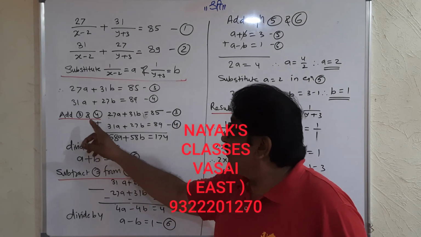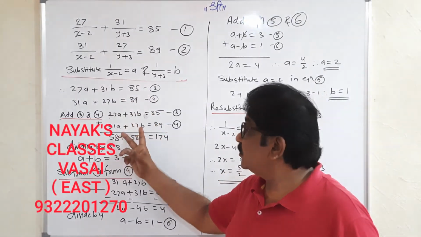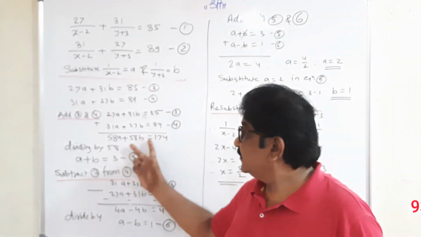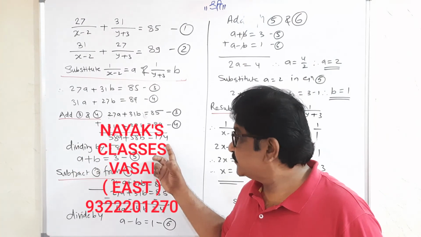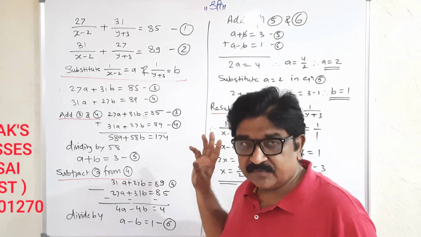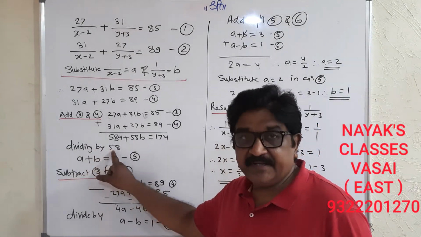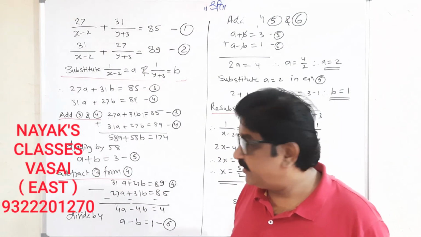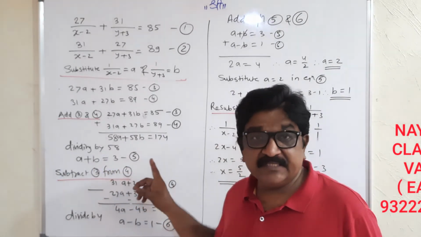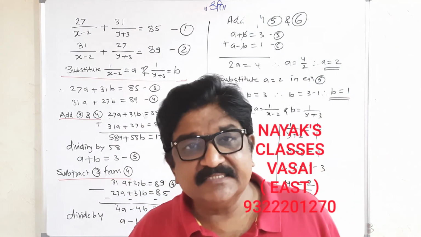So add 3 and 4. Adding 3 and 4 we got 58a plus 58b is equal to 174. To minimize the numbers, dividing by 58, it becomes a plus b is equal to 3. This is equation number 5. Similarly, this is one-time addition.